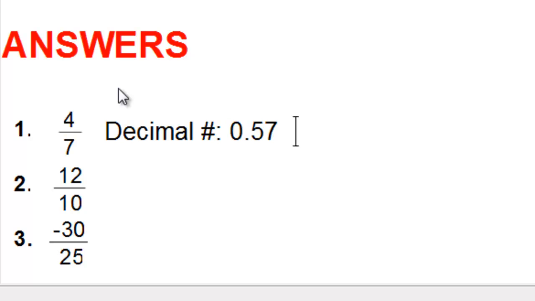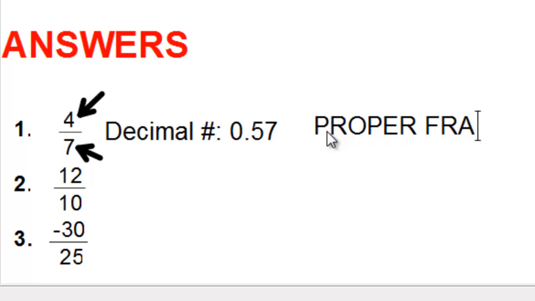Now, is it a proper fraction or an improper fraction? Well, we look at the numerator. The numerator is 4 and the denominator is 7. So 4 is less than 7. So this is a proper fraction.